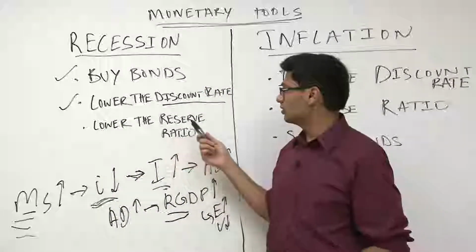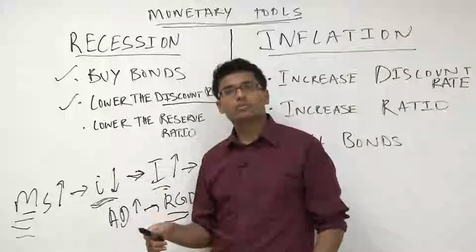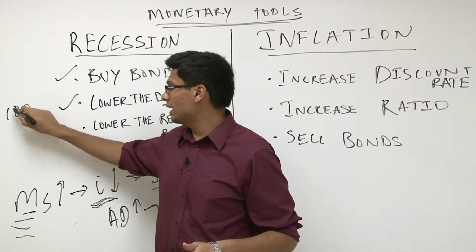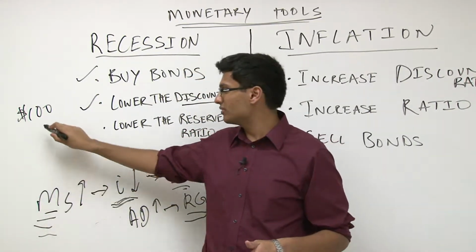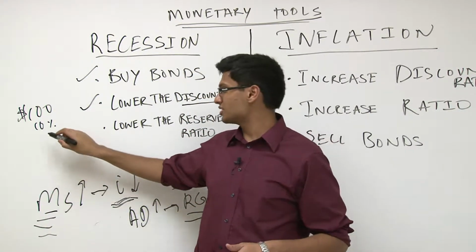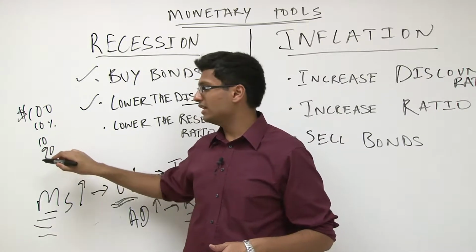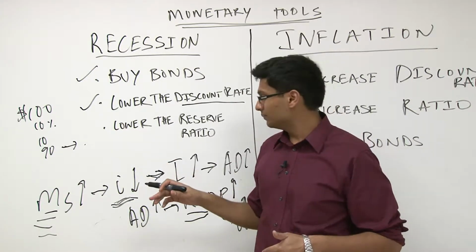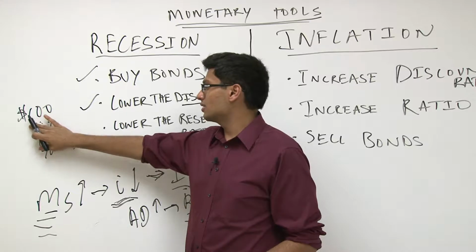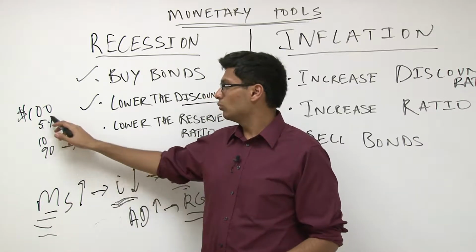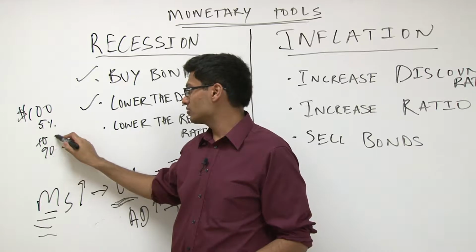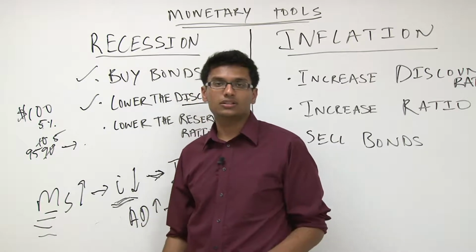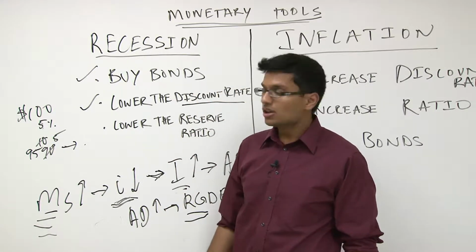The last thing to do is lower the reserve ratio. Remember that when banks have a particular amount of money, let's say they have $100, and they're required to keep about 10%, 10% of $100 is $10, and the rest, which is 90, they can loan out. So that goes into the loanable funds market. Now, what if this is 5%? 5% of 100 is $5, and instead of 90, we can put 95 into the market of loanable funds. So that increases money supply.